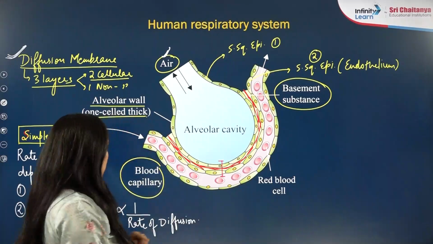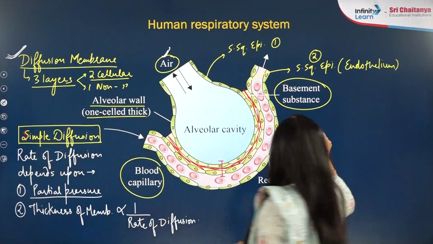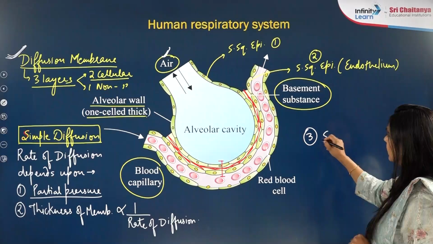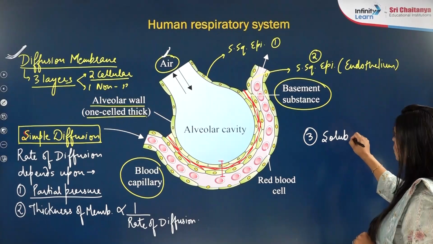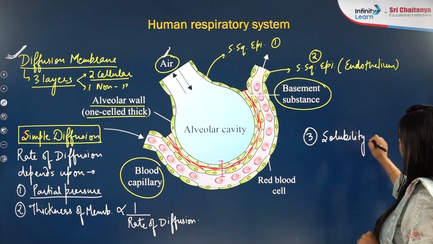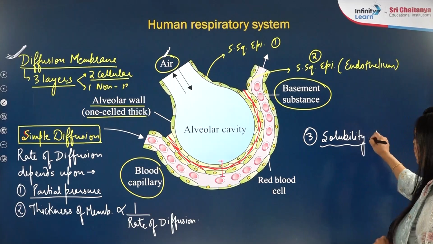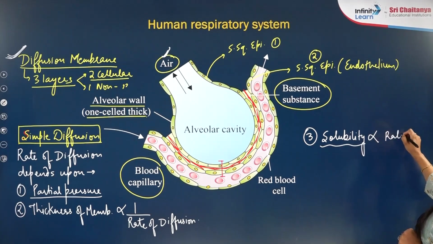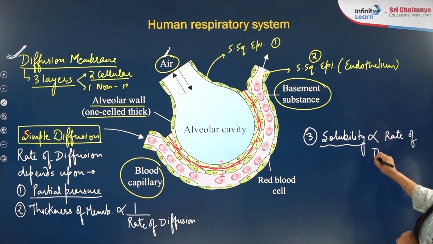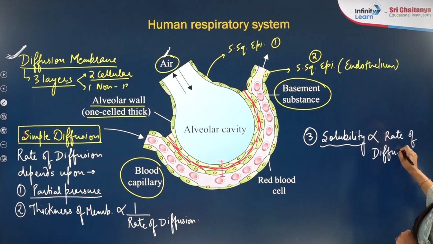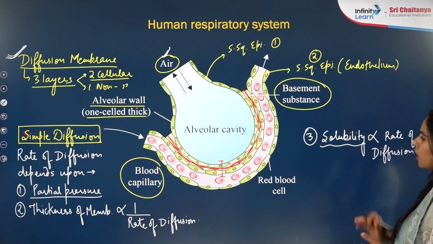Let us talk about the third factor. The third factor is the solubility of gas. Solubility is directly proportional to the rate of diffusion.